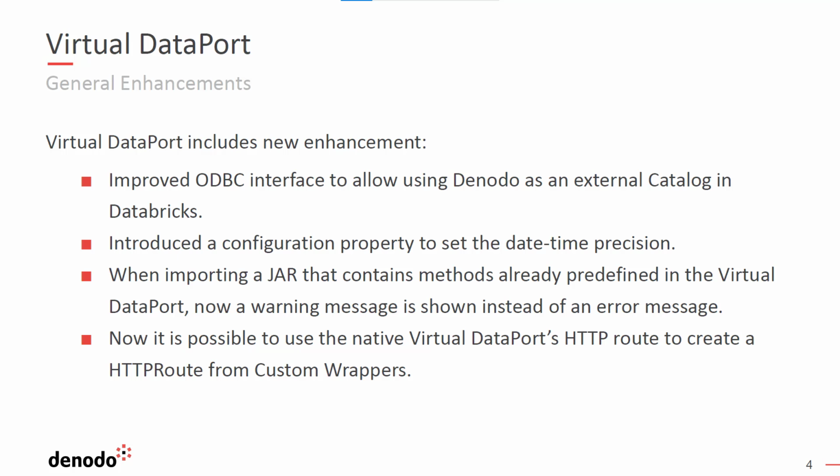When importing a JAR that contains methods already predefined in the VDP, the logs now show a warning message instead of an error message, improving clarity during the migration of the XTRA-FUNCTS. Now it is possible to use the native Virtual DataPort's HTTP route mechanism, which removes the need to configure HTTP access and configuration at the wrappers in a manual/artisan way.